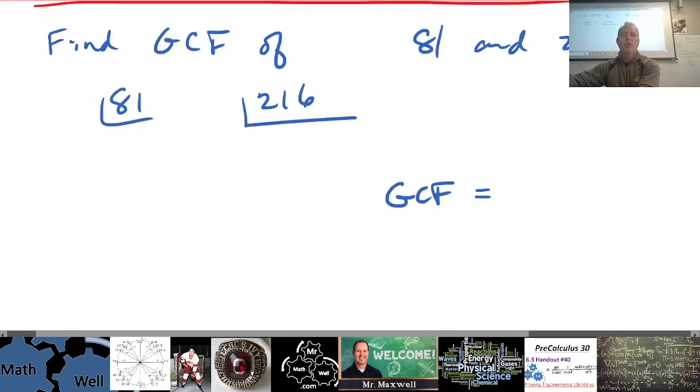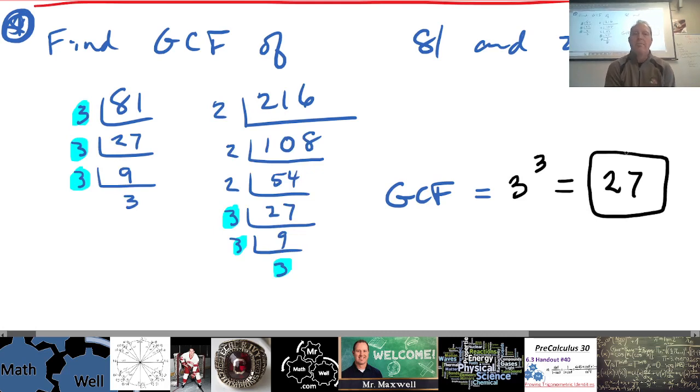Okay, so why don't you guys go ahead and do this one on your own. Okay, your turn. Find the greatest common factor of these two numbers, 81 and 216. Go ahead. Let's show your work. Show your work.